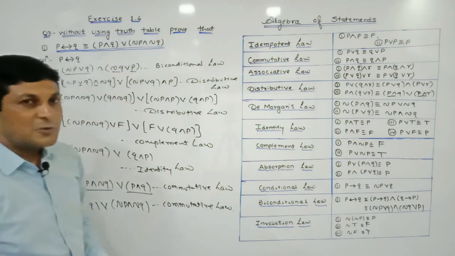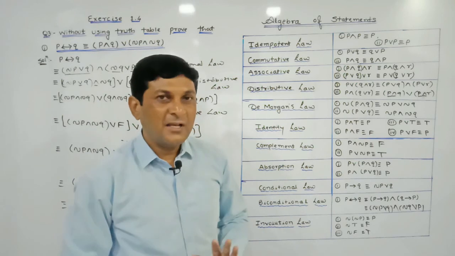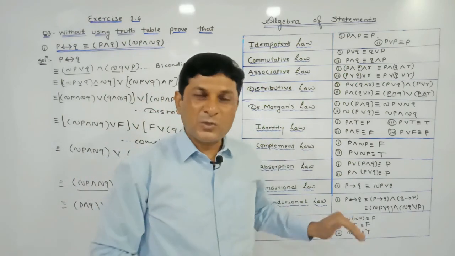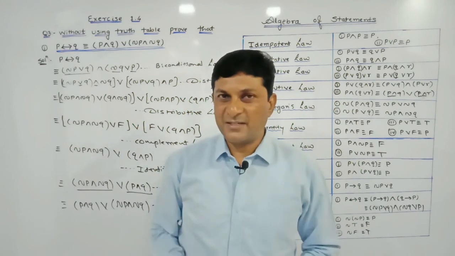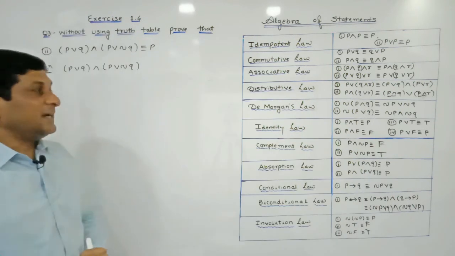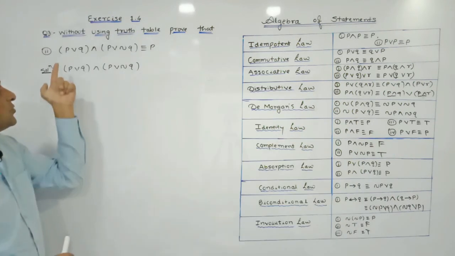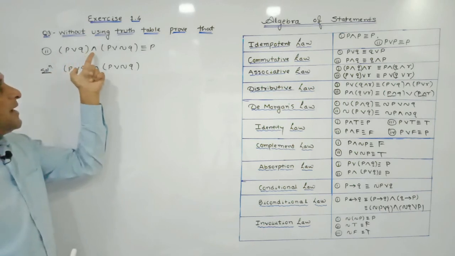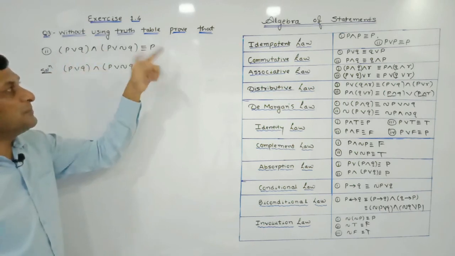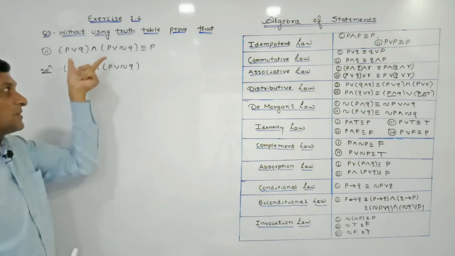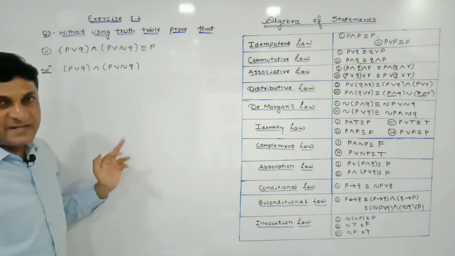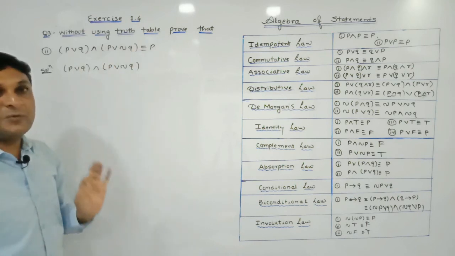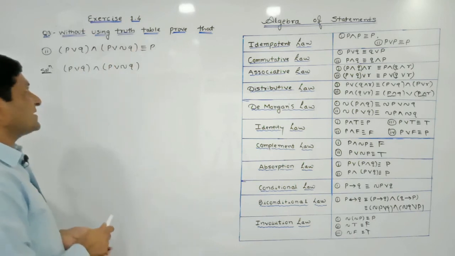So in this way, without constructing the truth table, using these laws, we are able to show that two statements are logically equivalent. Now see the second example. In this example, we have to prove that (P or Q) and (P or negation Q) is equivalent to P. So we have considered the left hand side. Using these laws, let us simplify this left hand side and we have to show that it is equivalent to what? P. So let us simplify it.